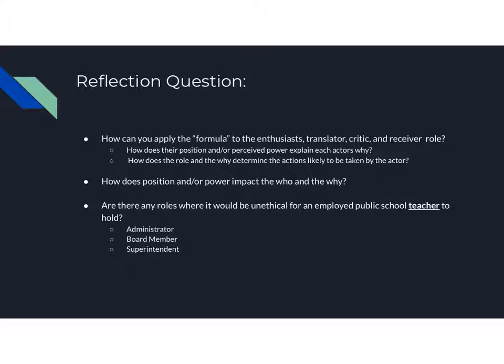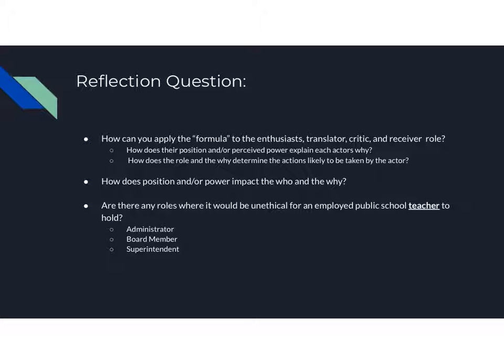So again, I want you to think about that enthusiast, the translator, the critic, and the receiver role. And I want you to think about how their position and/or their perceived power explains their why. So again, thinking about the formula that I kind of came up with in my head of the who plus the why equals the action. And then also thinking about how the role and the why determine the action likely to be taken by the actor. And again, looking at this through Ball, so taking out those pieces of information and plugging those in.